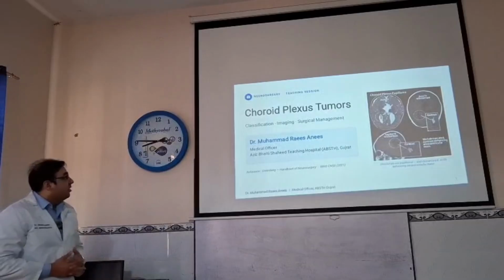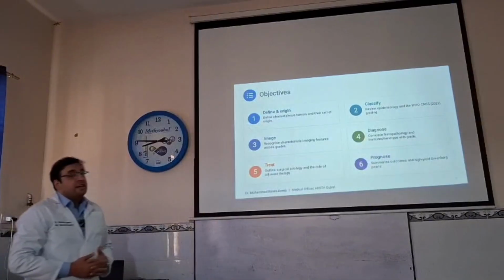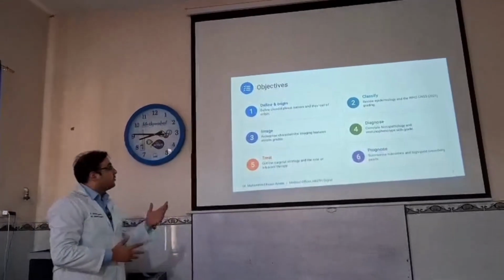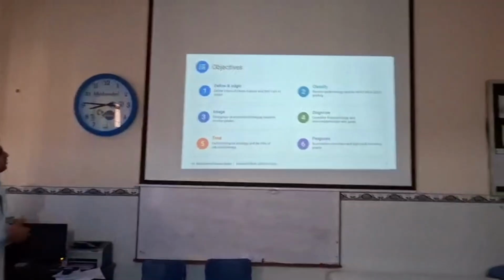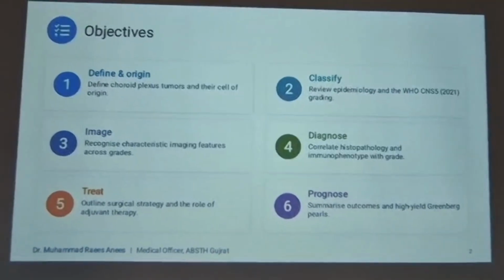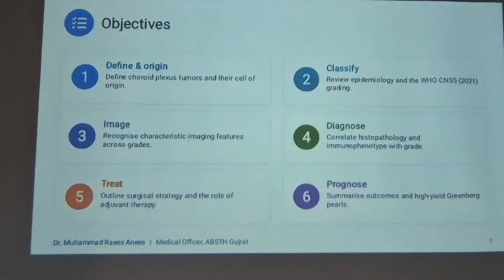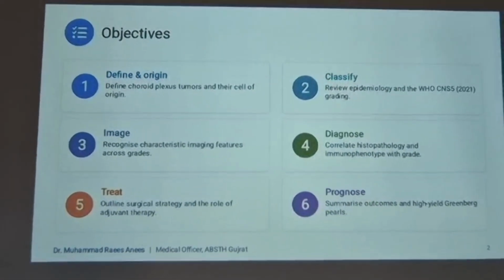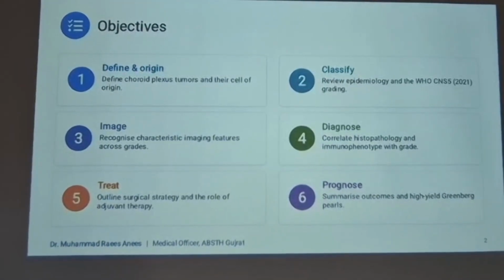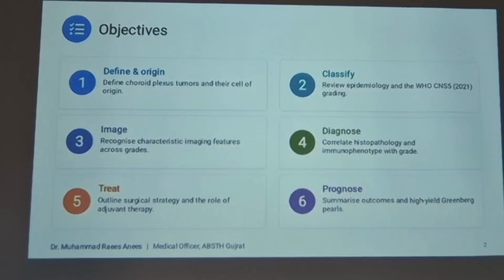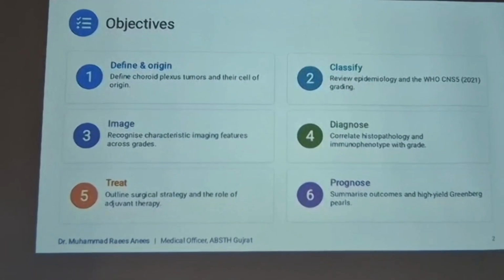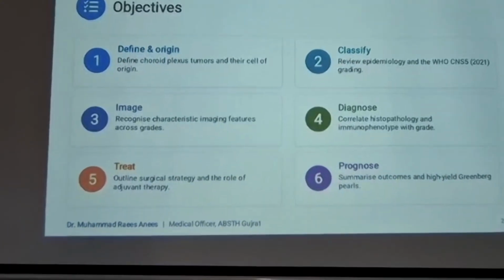We will study the classification, imaging, and how to diagnose choroid plexus tumors, and then the management of the choroid plexus tumors. So the objective of our study is the definition and origin of the choroid plexus tumors, then how WHO 2021 classifies these tumors, and then neuroimaging, how to diagnose, and what histopathology and immunophenotype grading is required for the diagnosis, then the treatment, the surgical strategy, and the prognosis of these tumors.